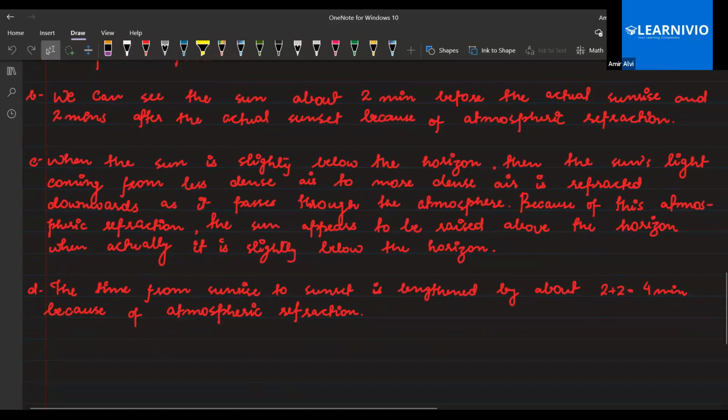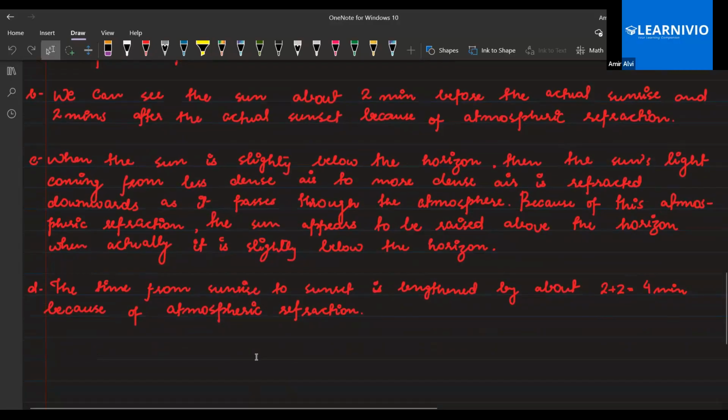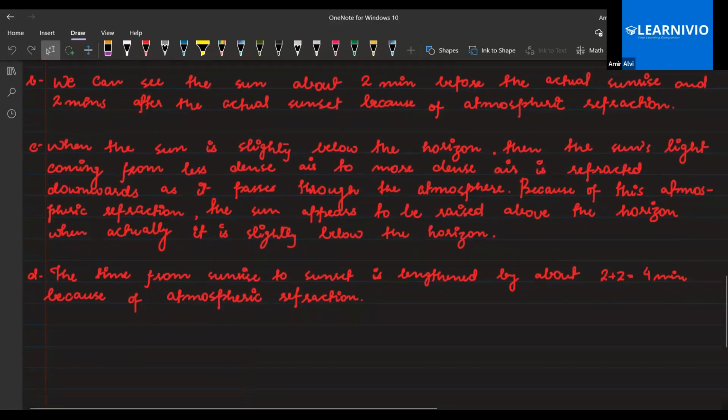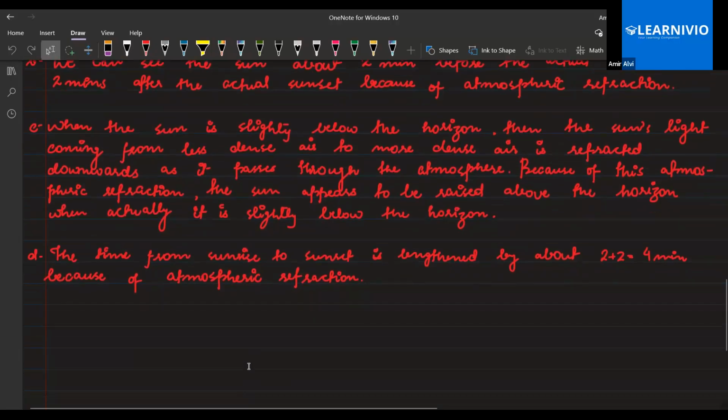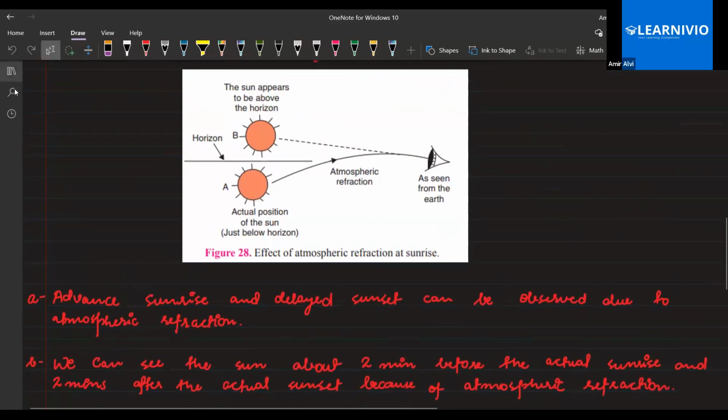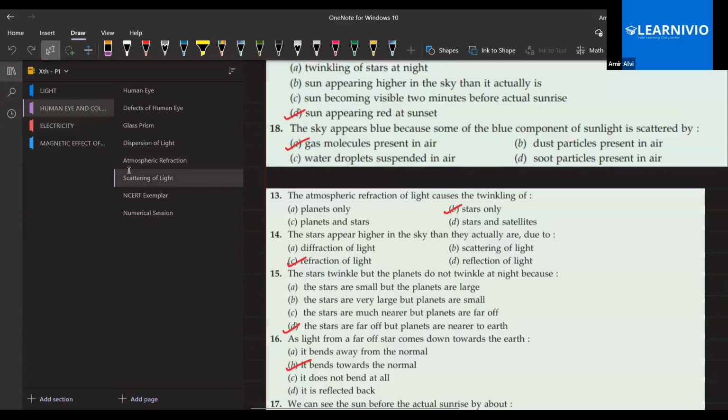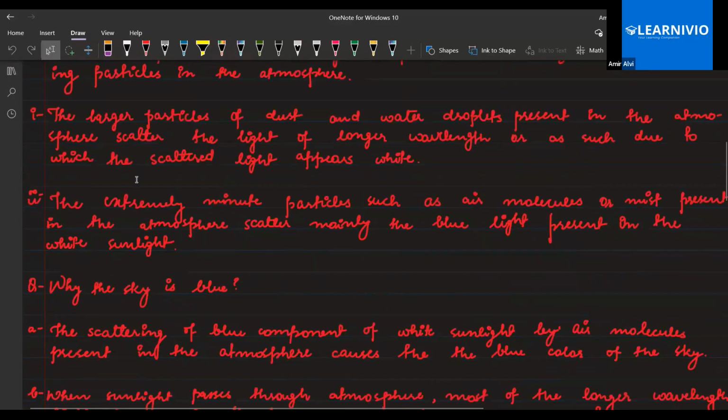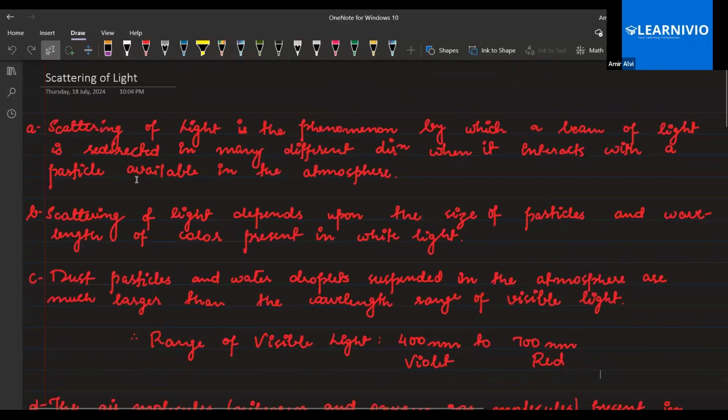Clear, all of you? Yes. Any doubt? No, sir. Good. Okay, so this is all about atmospheric refraction. Is there anyone who has any doubt? Do let me know. No, sir. Alvina? No, sir. Good.